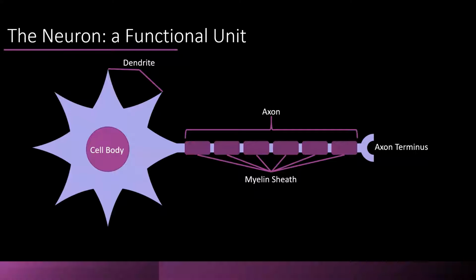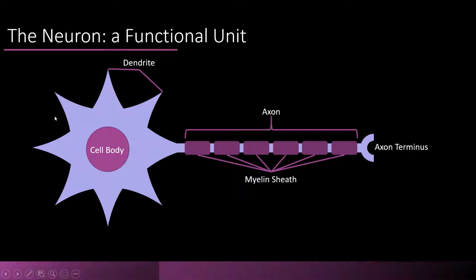This is my fantastically simplified functional neuron unit. So on the left here, we have the cell body. This is kind of that general integrating center. It's where the genetic information is stored for the individual cell. It is also where the information from other neurons is collected and then eventually sent out as a signal.